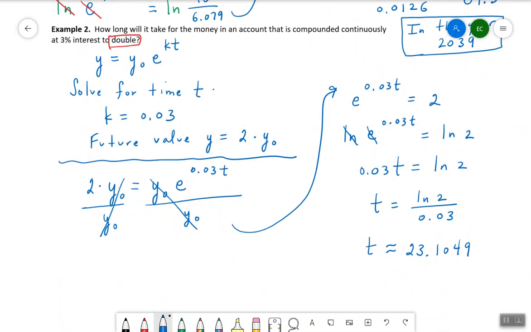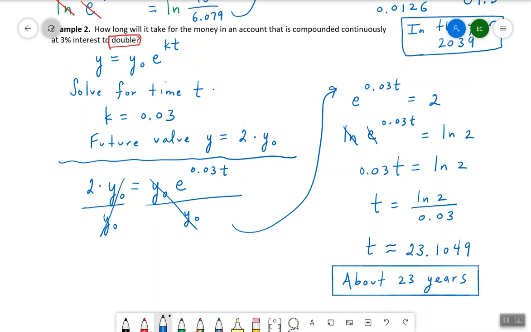And so the problem doesn't tell us what to round to. Let's just say about 23 years, or 23.1 years if you prefer. In the homework, be careful. Make sure that you know what the problem is telling you to round your answer off to. Okay, that should do it. We'll go on and do a couple more examples in the next video.